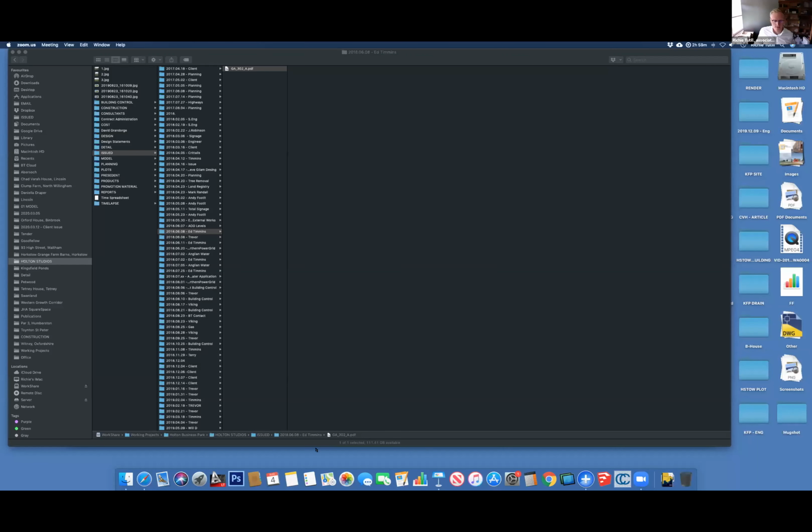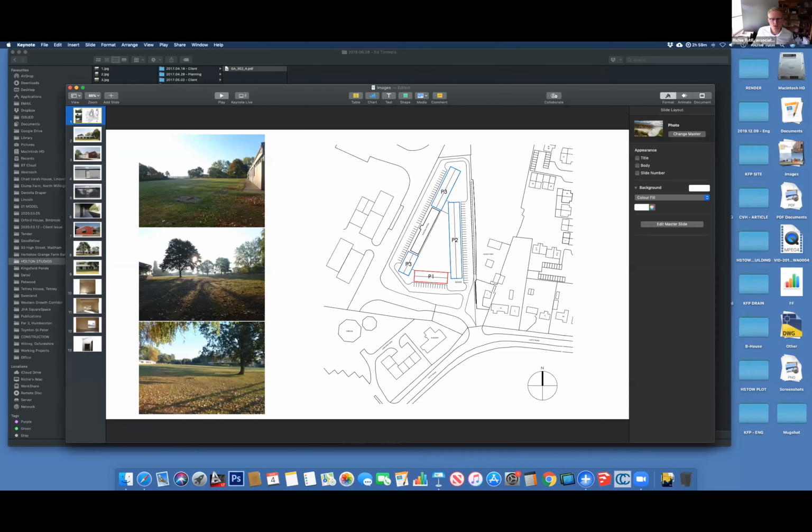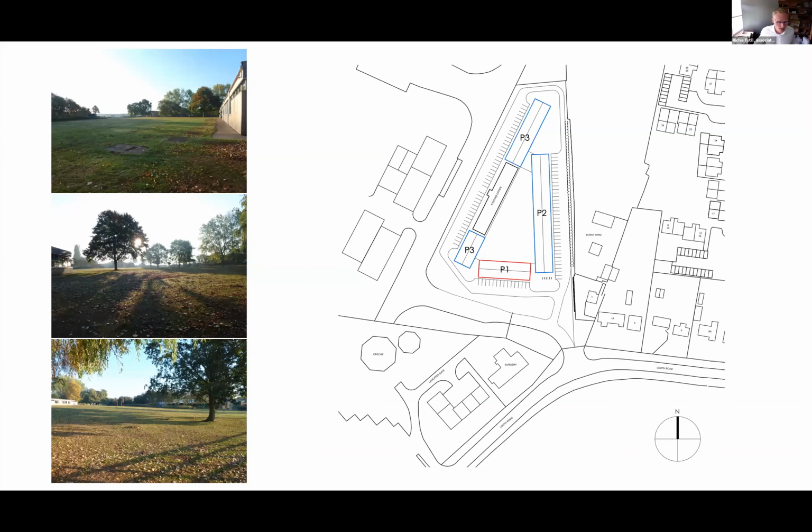Good morning, everyone. I'm just going to share my screen. Hopefully everyone can see it. There we go. Okay, so the Halton Studios project is located in a small business park on the edge of the village of Halton-le-Clay, near Grimsby in Lincolnshire.